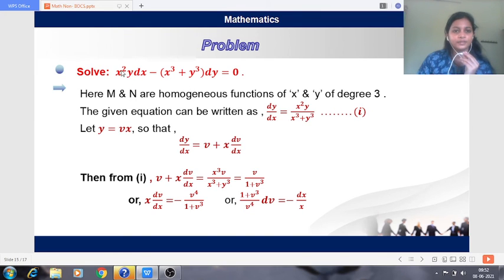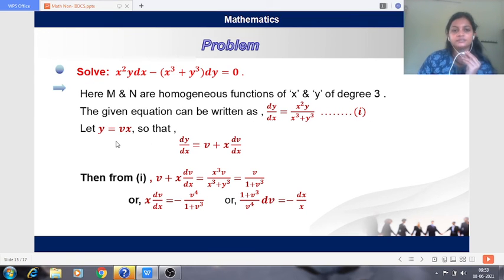Here, x's power is 2 and y's power is 1, so the degree is 2 plus 1 equals 3, and here x's power is 3 and y's power is 3. So the degree of M is 3, and the degree of N is also 3. Now the first step is, we write this equation as dy/dx equals x² y divided by (x³ plus y³). We number this equation as 1.